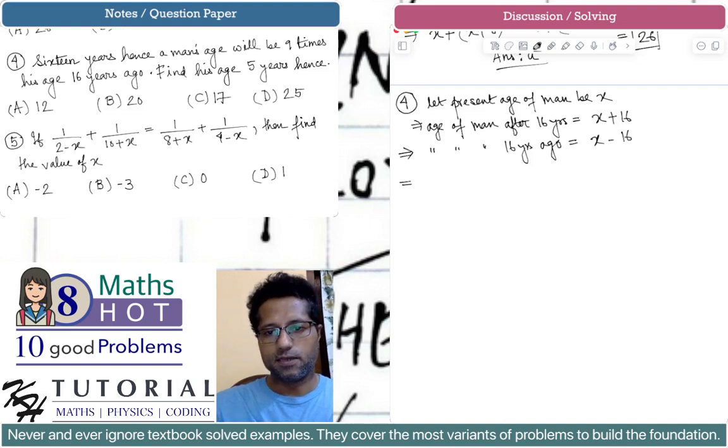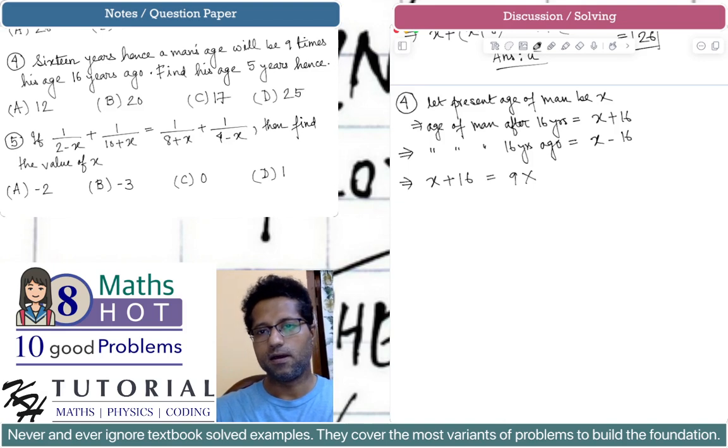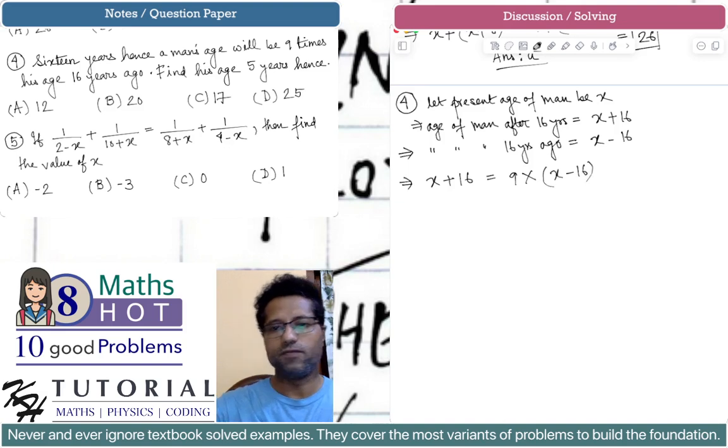So now we can say that it is given that after 16 years, the man's age will be 9 times his age 16 years ago. So we can say that x plus 16, which is the age of the man after 16 years, will be 9 times the age of the man 16 years ago, which is x minus 16. So we have this equation in linear form, and we can easily solve for x, and we will get the present age of the man.